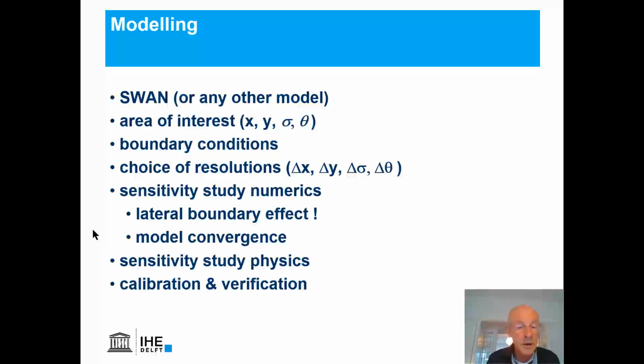Do we have lateral boundary effects? We check the model convergence. Then we do a sensitivity study of the physics, for instance, the breaker parameters, and we calibrate and verify if we have local data to compare with.